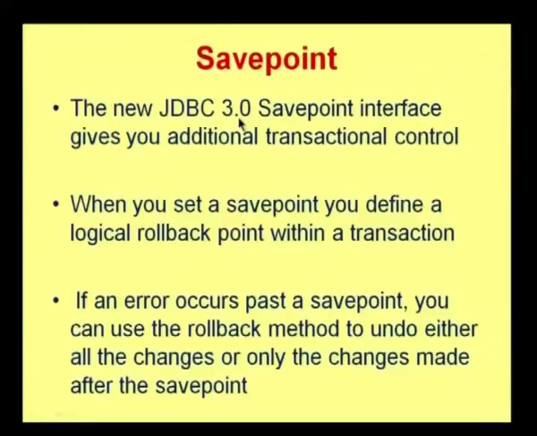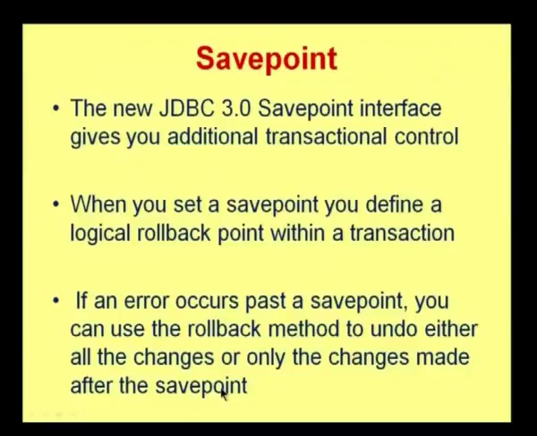You can see here the new JDBC 3.0 save point interface gives you additional transaction control. When you set a save point, you define a logical rollback point within a transaction. If an error occurs past a save point, you can use a rollback method to undo either all the changes or only the changes made after the save point. It means that I can roll back till the save point or I can roll back till the commit.